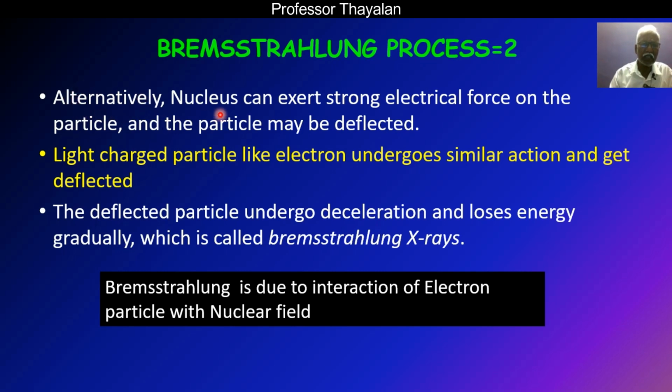light charged particle, the nucleus can exert strong electrical force on the particle and the particle may be deflected. A light charged particle like an electron undergoes this type of process and gets deflected. The deflected particle undergoes deceleration and loses energy gradually, which is called Bremsstrahlung X-rays. So what is Bremsstrahlung? Bremsstrahlung is due to interaction of an electron particle with the nuclear field.